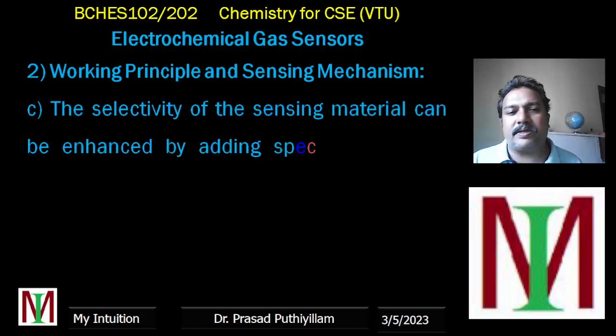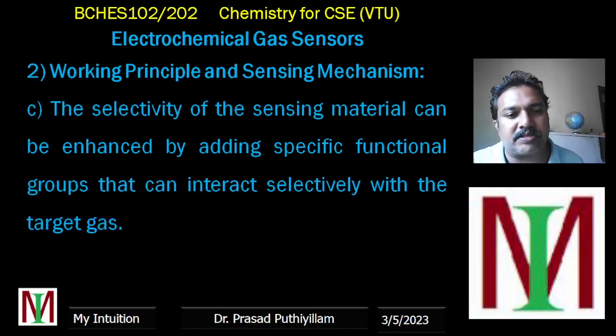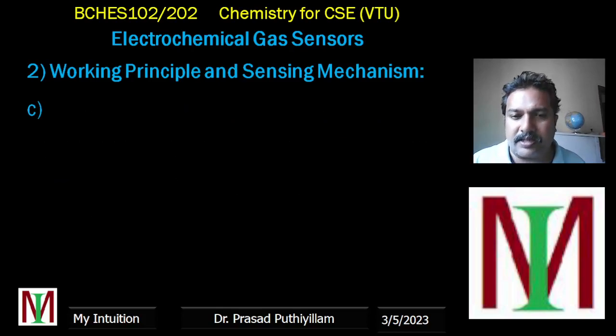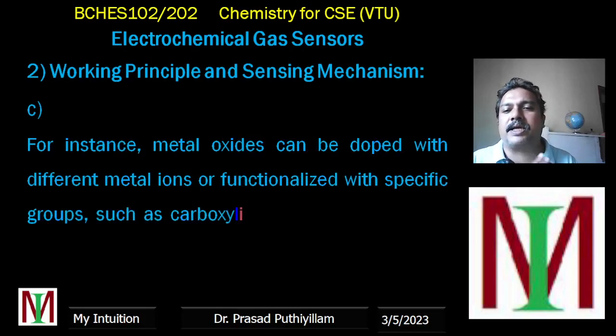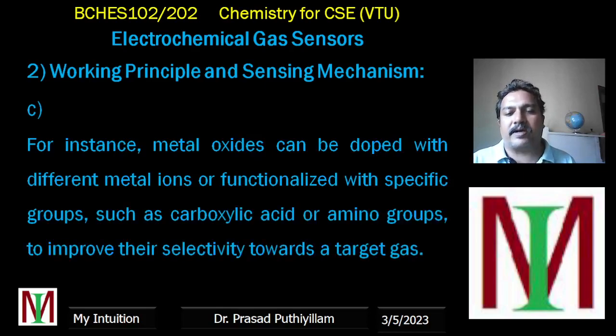The selectivity of the sensing material can be enhanced by adding specific functional groups that can interact selectively with the target gas. That is what I said: it depends upon the gas and the functional group present in the sensing material. For instance, a metal oxide can be doped with different metal ions or functionalized with specific groups such as carboxylic acid or amino acid groups to improve its selectivity towards target gases, because amino or carboxylic acid groups can immediately capture the gas and do the required reaction. For that, the sensing material can be doped. Doped means added: the carboxylic acid functional group or amino acid functional group are added.